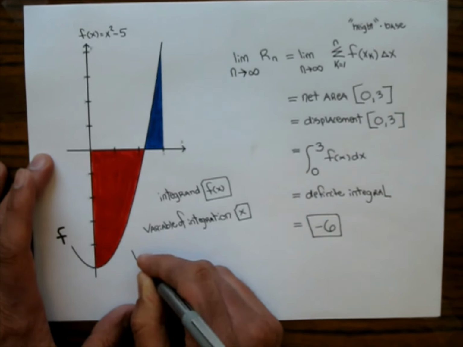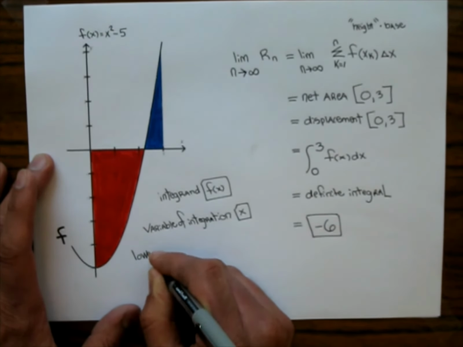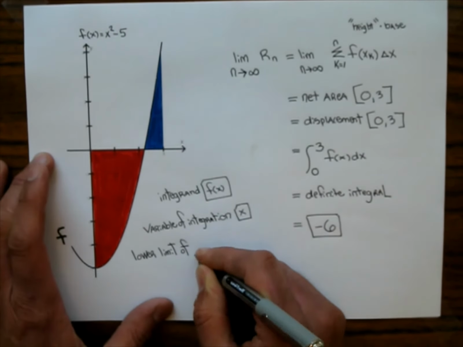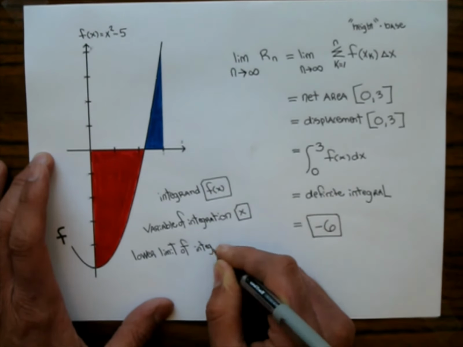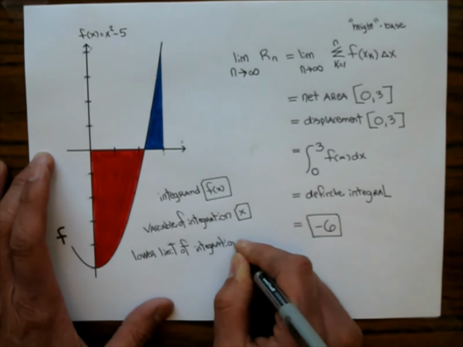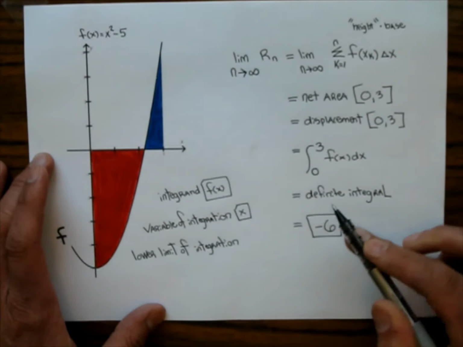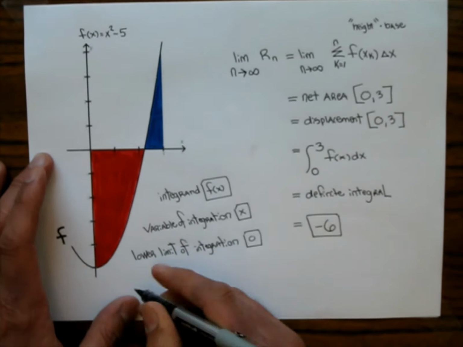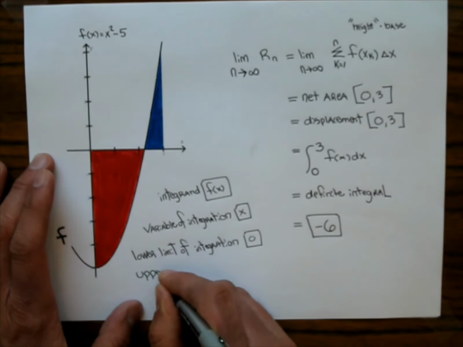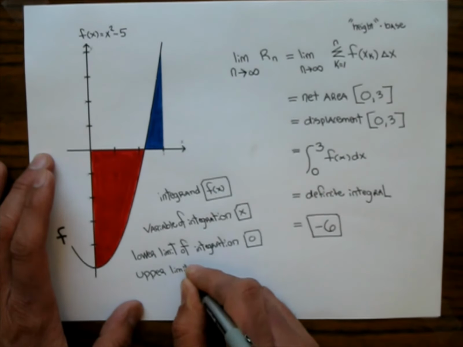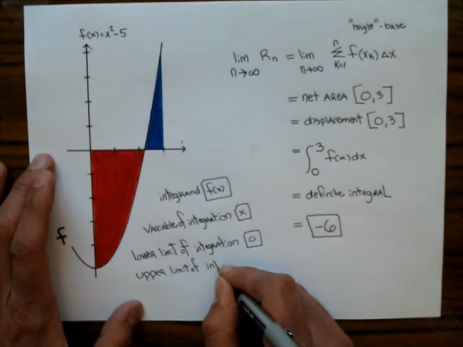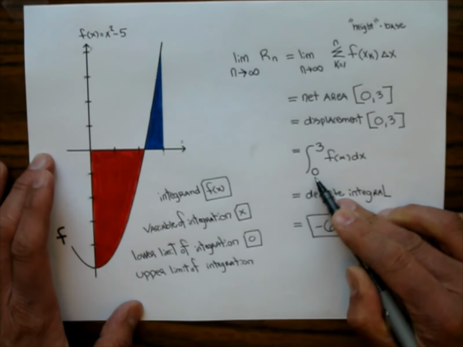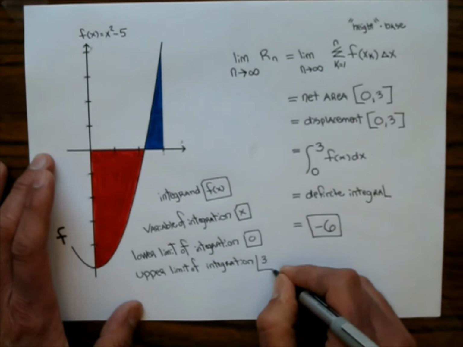Okay, so here's something really new. We have the lower limit of integration. The lower limit of integration happens to be the lower one, so that is 0. And then we have our upper limit of integration. And the upper limit of integration is the 3 in this example.